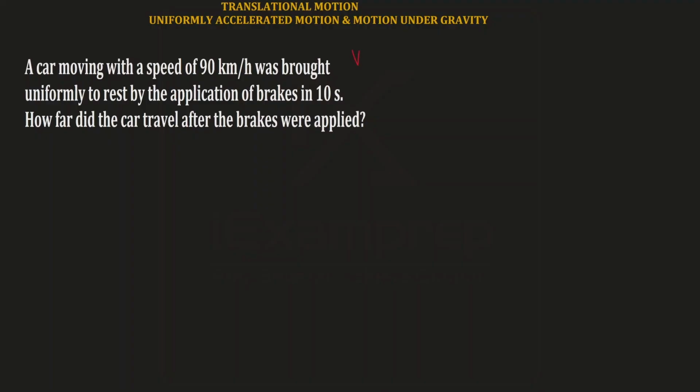One equation says V equals U plus AT. Another equation says V squared equals U squared plus 2AS. Another equation says S equals UT plus half AT squared. Then we have another equation that says S equals (V plus U) over 2, multiplied by T.